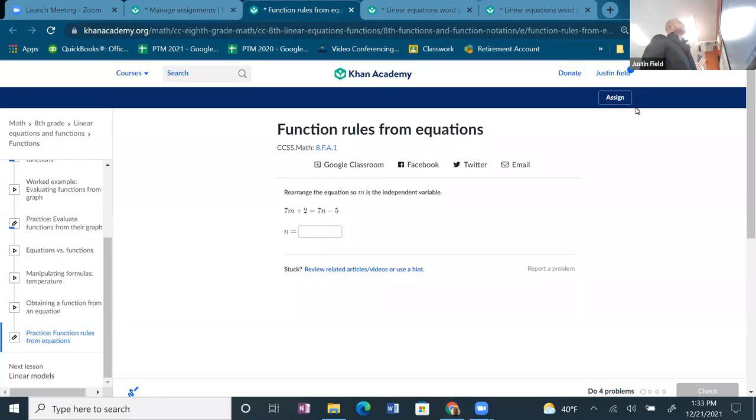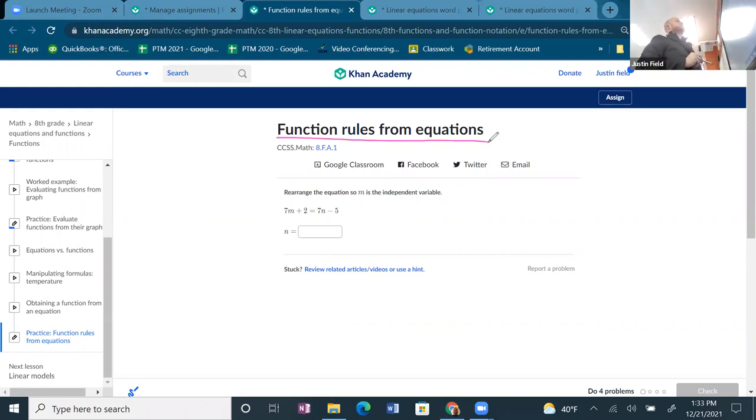All righty. Let's do some functions. Last week of functions. All right, so let's make it count, virtual or not. Doesn't matter. Nothing's gonna stop us, right? So, function rules from equations.